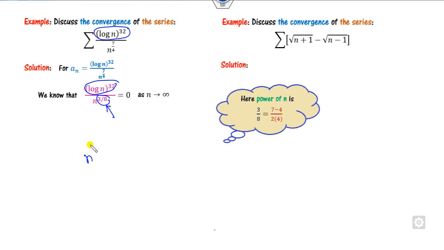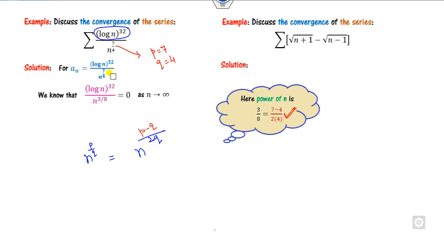If I tell you the general rule, if it is p by q, then in order to find this you have to find it as p minus q divided by 2q. That is a simple rule. So clearly in this form p is 7 and q is 4. So you can say 7 minus 4 divided by 2q. So that's the power of n, n raised to power 3 by 8.